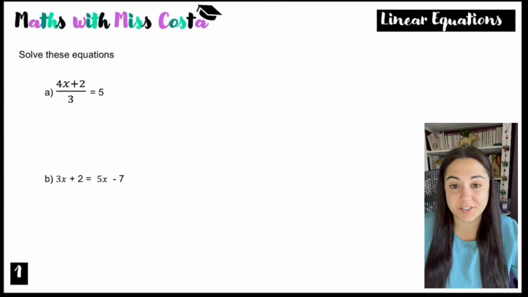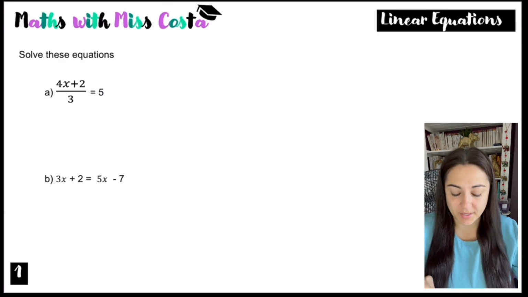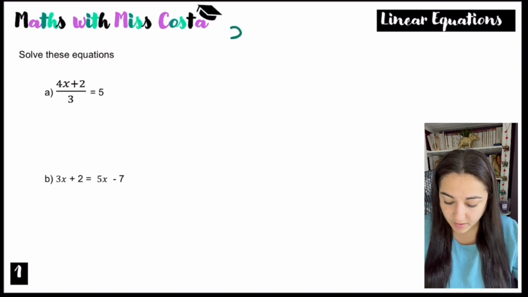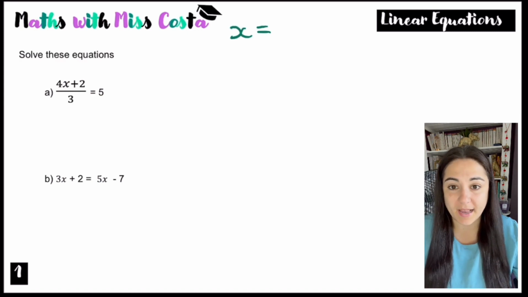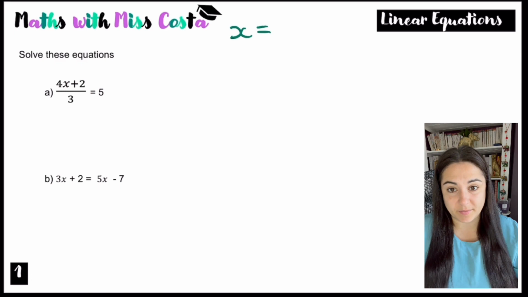Okay, so in this question, I'm being asked to solve the equations. Now, when I want to solve something, it means I need to find the missing value. So in this case, the missing value is x, that's my variable, and I want to get my answer in the form x equals. Now, when we're solving equations, it's really important that we know what's actually happening in the expression on either side. So in the first one, I've got 4x plus 2, divided by 3.